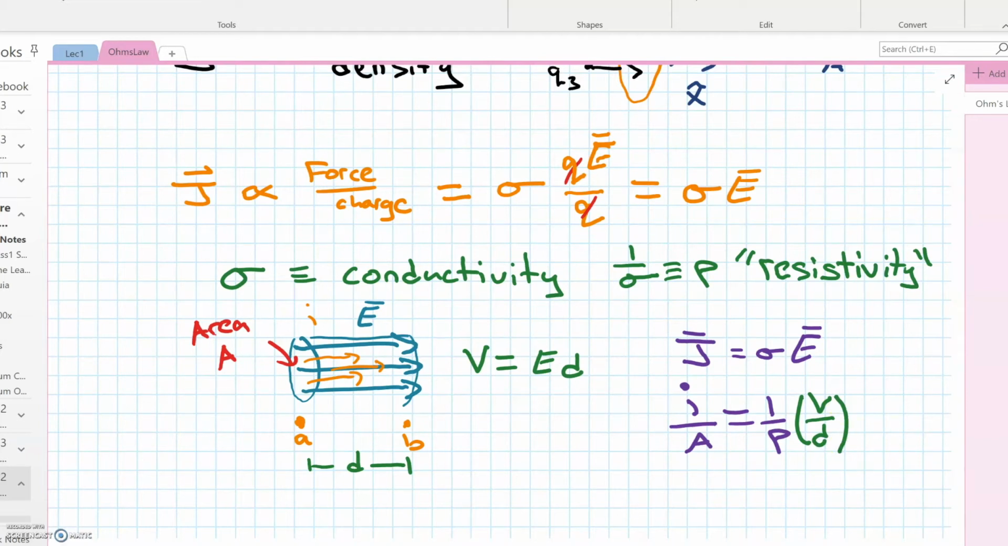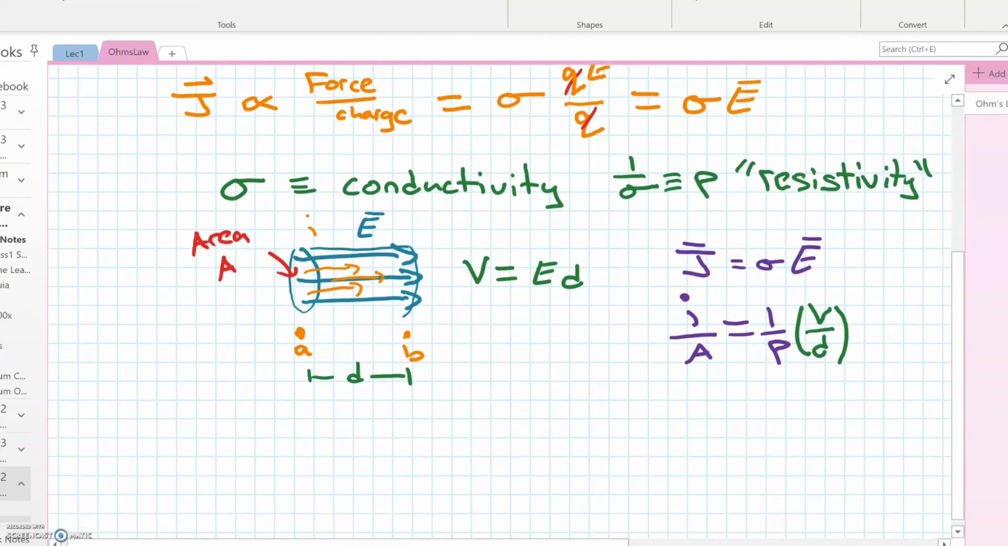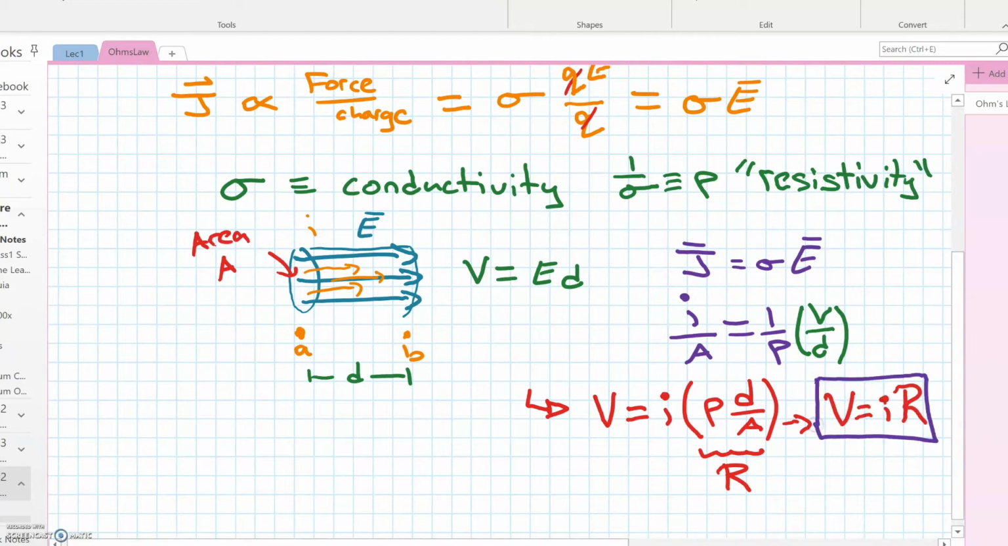Now let's just rearrange this so that voltage is on one side and current is on the other, and see what we see. V is equal to I, and let's collect all the other stuff. Some constant, rho times D over A. We'll call this quantity here, it's just a constant, we'll call it R for the resistance, giving us our famous V is equal to IR. So that's quite nice. We actually have Ohm's law here. And this is the form that we're actually used to.